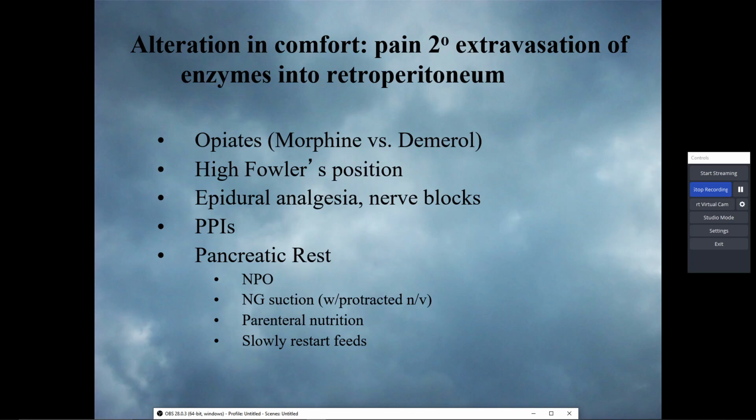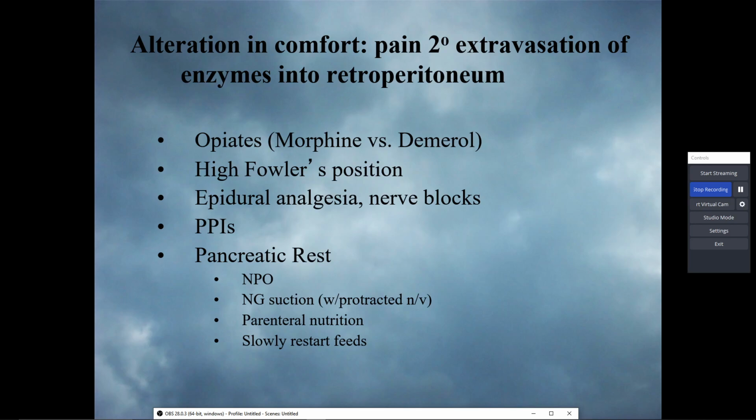And the reason we can use that position sometimes with success is because whenever you draw your knees to the chest, you decrease abdominal muscle tension, decreasing pressure on the pancreas itself, which often feels a little bit better. In severe cases, we can consider epidural analgesia, nerve blocks, PPI, and definitely going to do PPIs. We're doing Protonix or Pepcid, take your pick. And most likely, this patient's going to get a drip. So think 8 milligrams an hour.